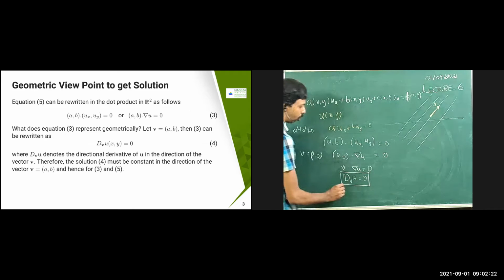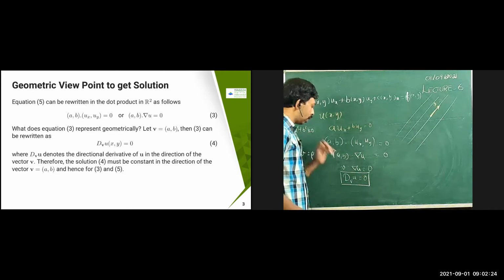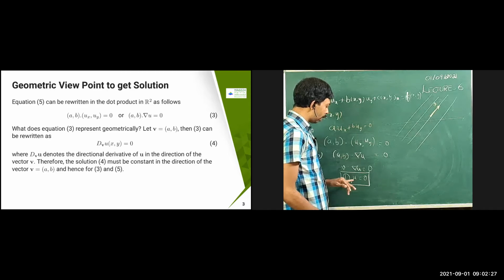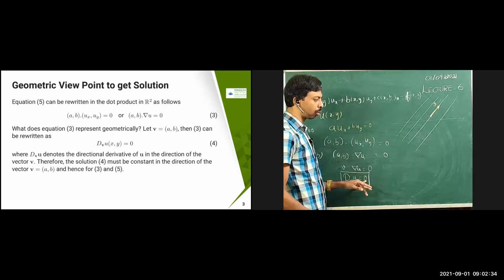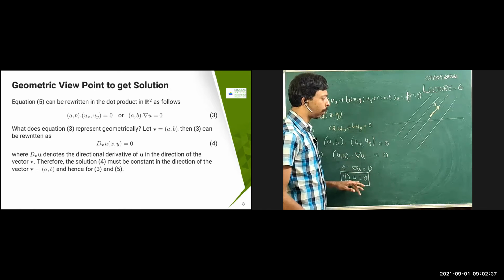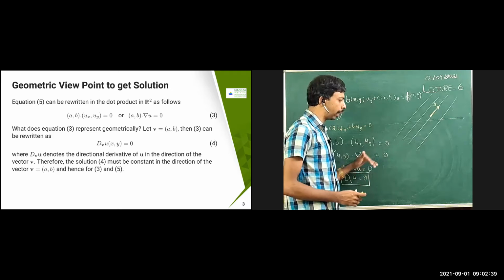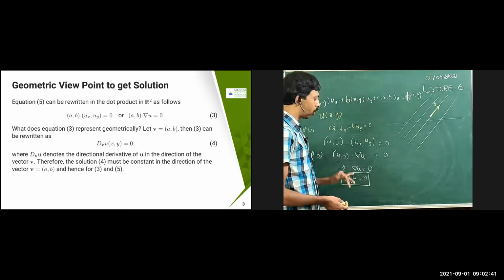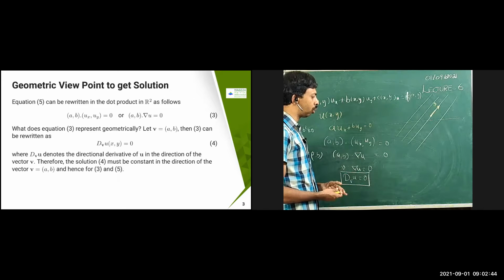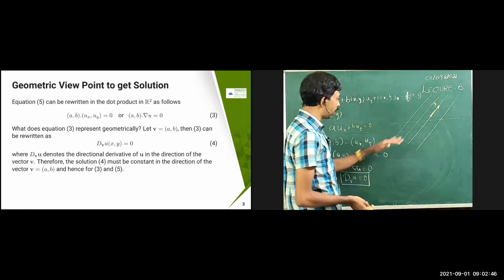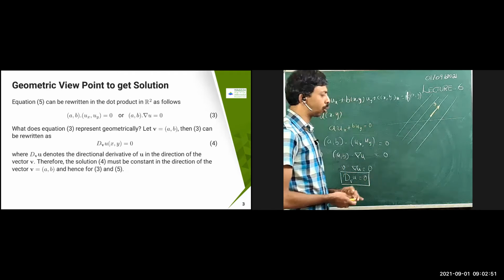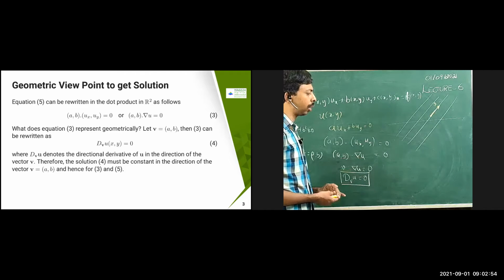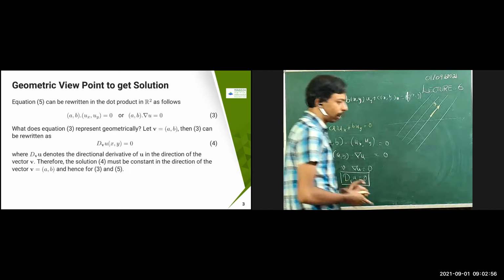So D_v u equal to 0, what is the meaning of this? You need to find a u such that along the vector v it is 0. Along the direction of v, the directional derivative of u should be 0. D_v u equal to 0 denotes the directional derivative of u in the direction of vector v, and it is expected to be 0. That means u is constant along the direction of the vector v, so the solution must be constant in the direction of the vector v equal to (a, b).